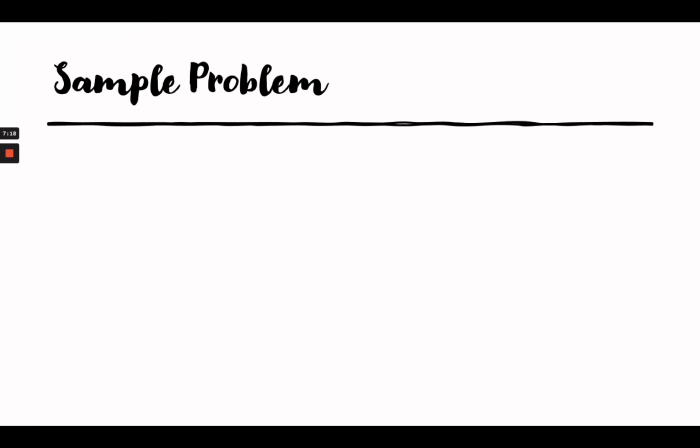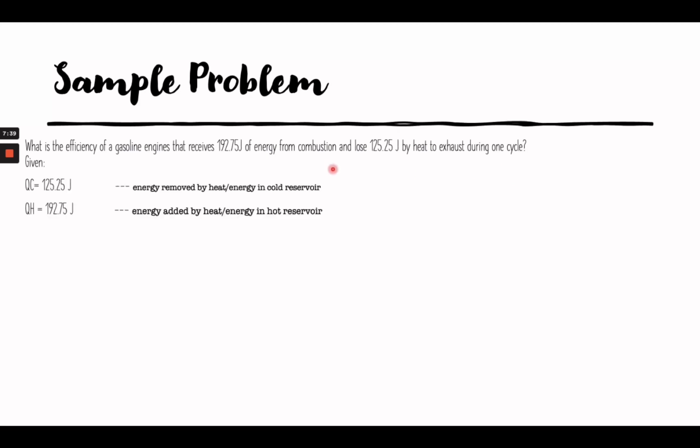Now let's solve a problem related to thermal efficiency. What is the efficiency of a gasoline engine that receives 192.75 joules of energy from combustion and loses 125.25 joules by heat to exhaust during one cycle? For our given, we have QC, or the energy removed by heat or energy in the cold reservoir, is 125.25 joules. And our QH, which is the energy added by heat or energy in the hot reservoir, we have 192.75 joules.